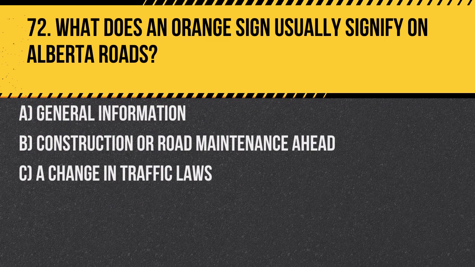Question 72. What does an orange sign usually signify on Alberta roads? A. General information. B. Construction or road maintenance ahead. C. A change in traffic laws. Answer: B. Construction or road maintenance ahead. Orange signs are used to alert drivers to construction zones and to exercise caution.